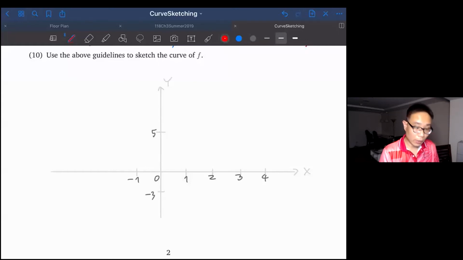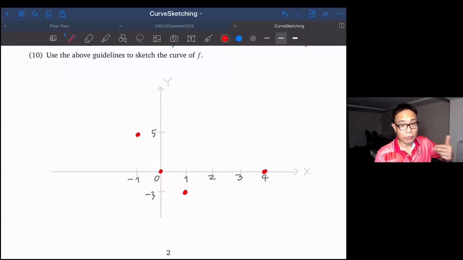We plot (-1, 5), which is our absolute maximum. We have (0, 0), which is the x-intercept and y-intercept. We have (1, -3), which is our local minimum that we already computed. And we have the x-intercept at (4, 0). So these are the points that we gathered from the above calculation.